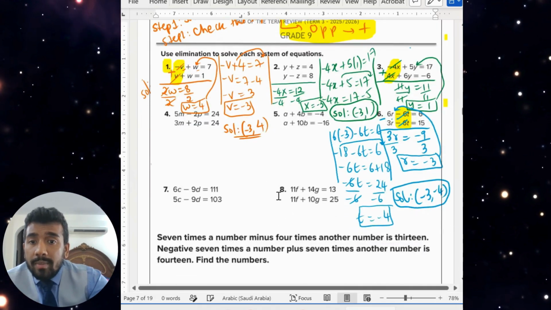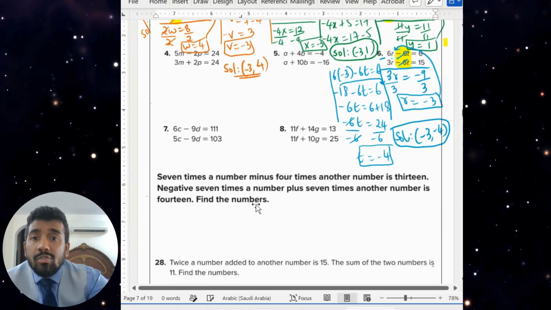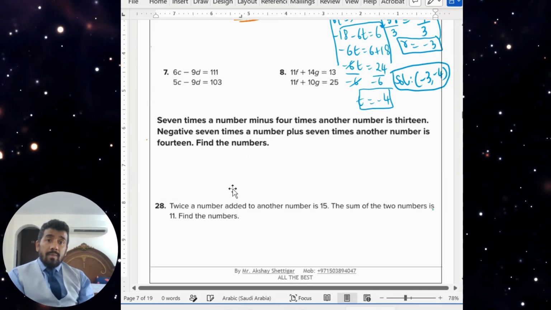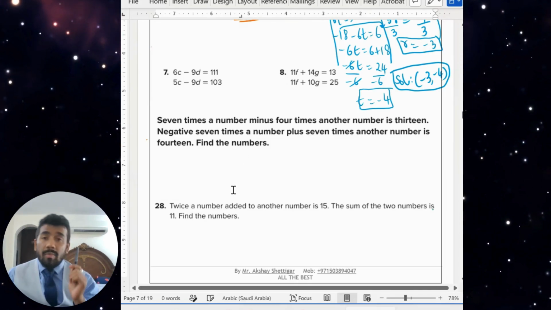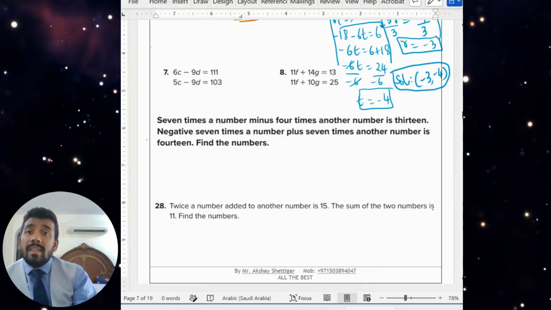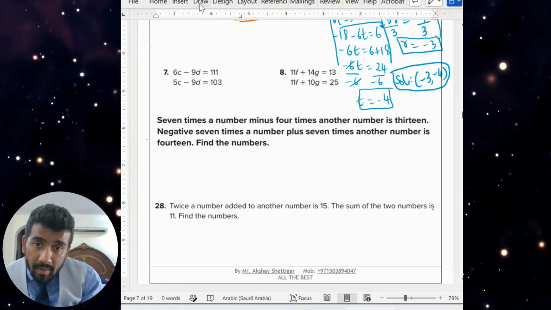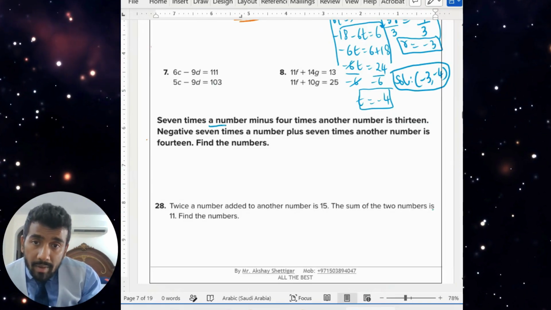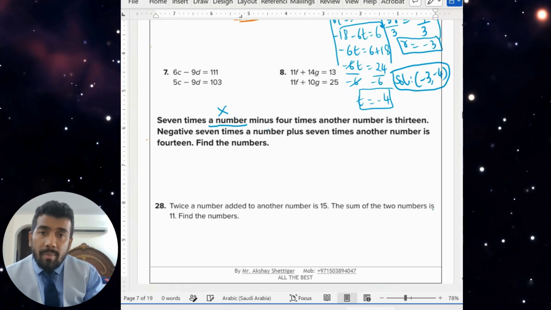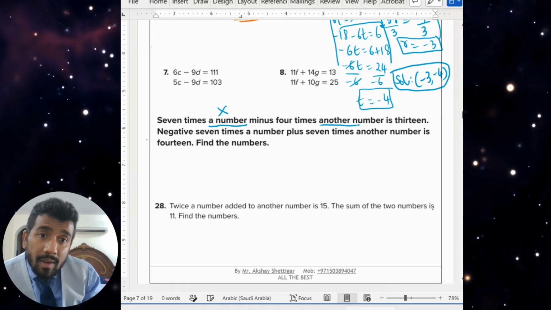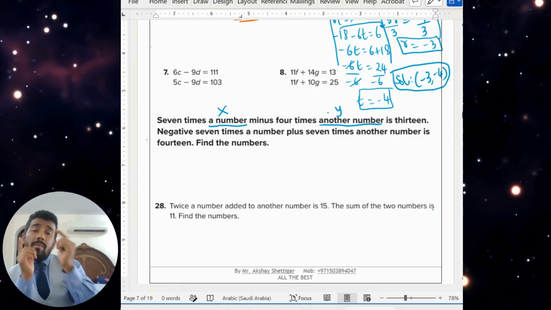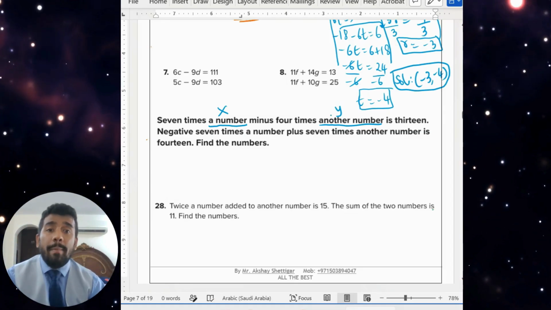Okay, let's go to the next one. What do we do in the next one? Here we have to change from English to the equation and then solve it. Now before solving this, I want you to remember a trick: how to write the equation. Whenever they say a number, it means x. Another number means y. One is x, one will be y. So there will be two numbers, x and y.